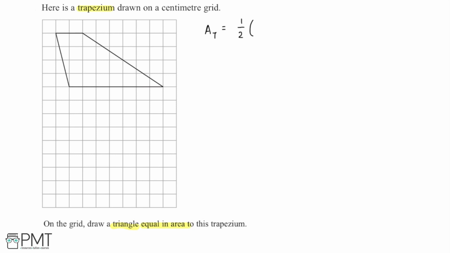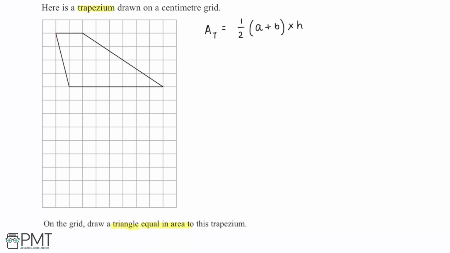And the formula for the area of a trapezium is going to be half of the sum of the parallel sides times the height between them. That's a common rhyme that's often used to remember the area of a trapezium. So the formula here is half a plus b multiplied by h, where a and b are the parallel sides.